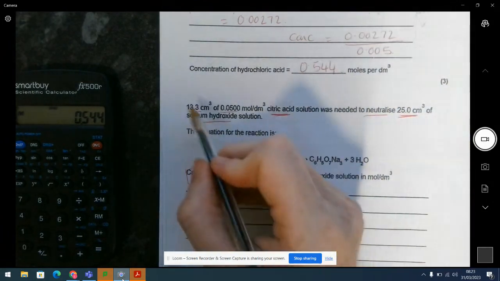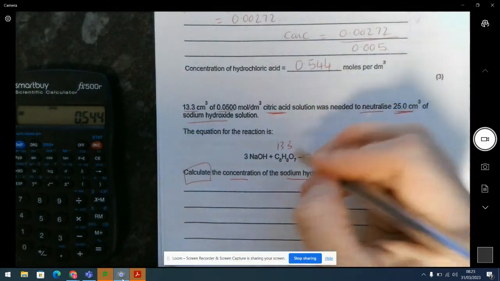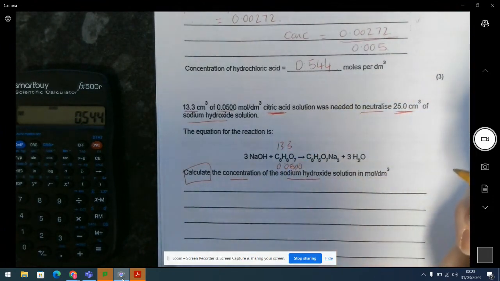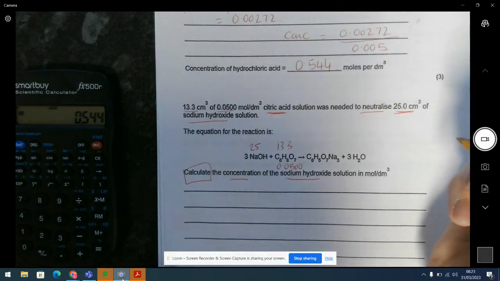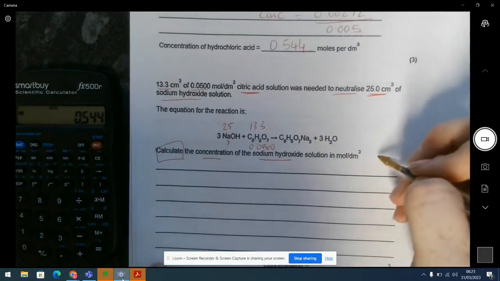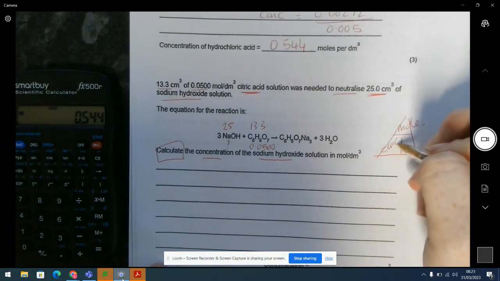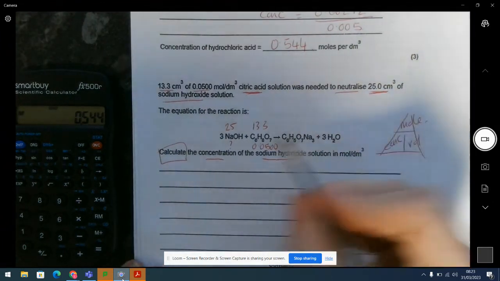So I'll start with my citric acid. I've got 13.3 centimeters cubed of that. And I've got 0.0500 in terms of the concentration. And it's neutralizing 25 centimeters cubed of that. But I don't know the concentration. I've got to work that out. Again, I'm going to keep myself right. Moles, concentration, volume. Always write the triangle out. It helps the examiner see your thought process as well.